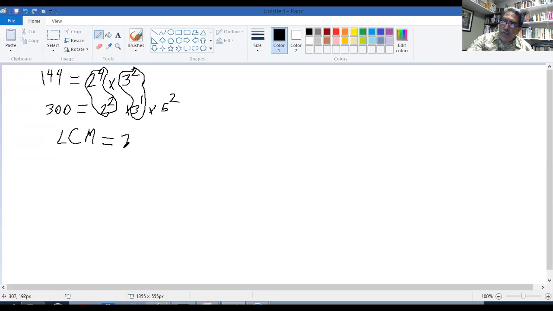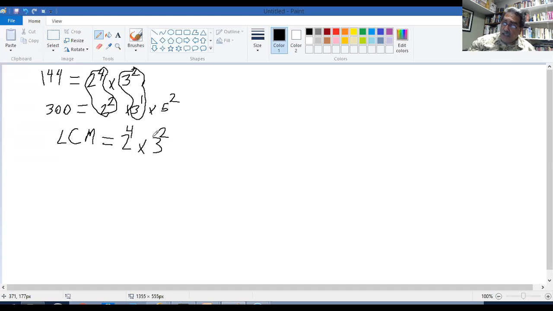So it's 2 times 3. And then with the one with the greatest exponent, we pick 4 and we pick 2. So we select the common factor raised to the greatest power to which it occurs in this factorization.